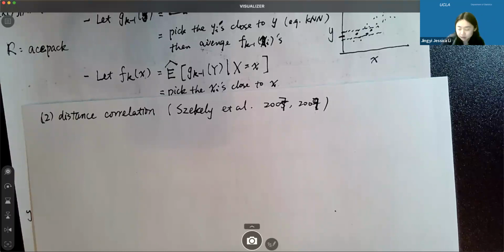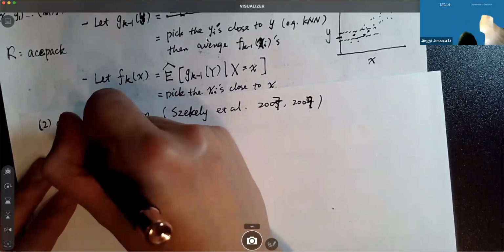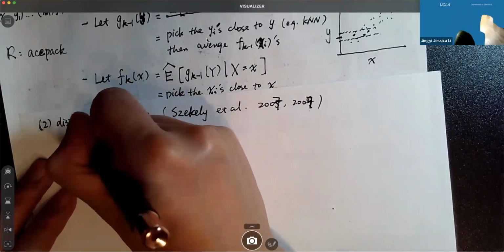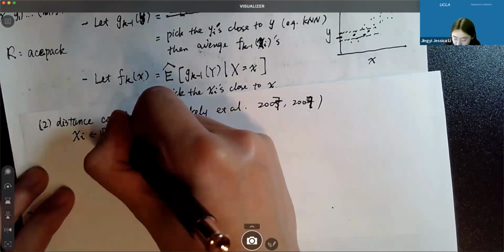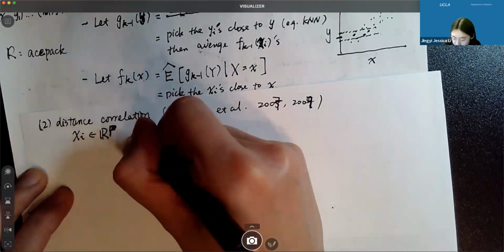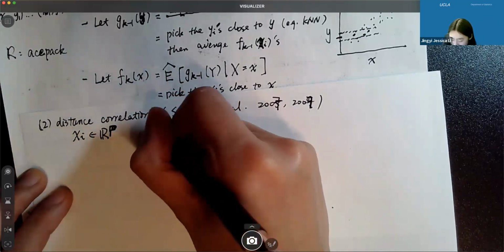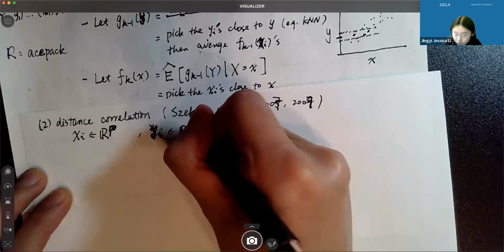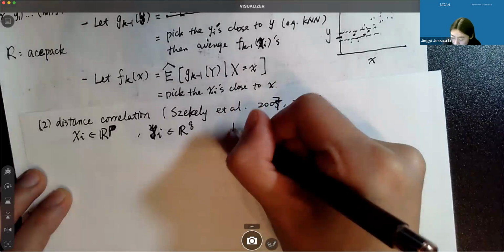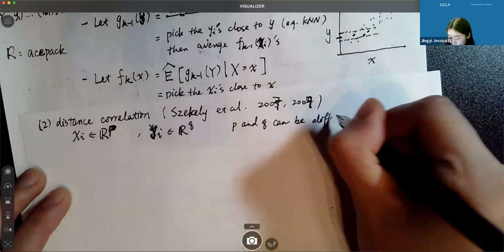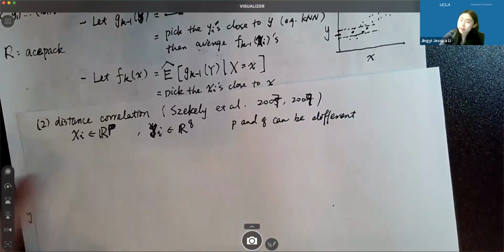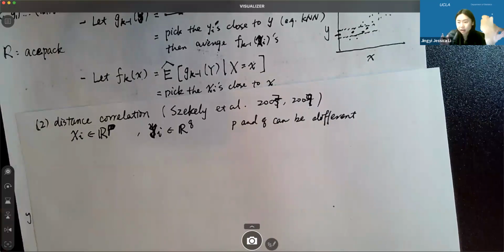What's special about the distance correlation is that now you are not restricted to scalar values. You can have each data point xi as p-dimensional, and each point yi to be q-dimensional. The key is that p and q can be different, so they don't have to be in the same space. Previously, all the discussion was about xi being a real value and yi being a real value, but we are no longer restricting ourselves to that.